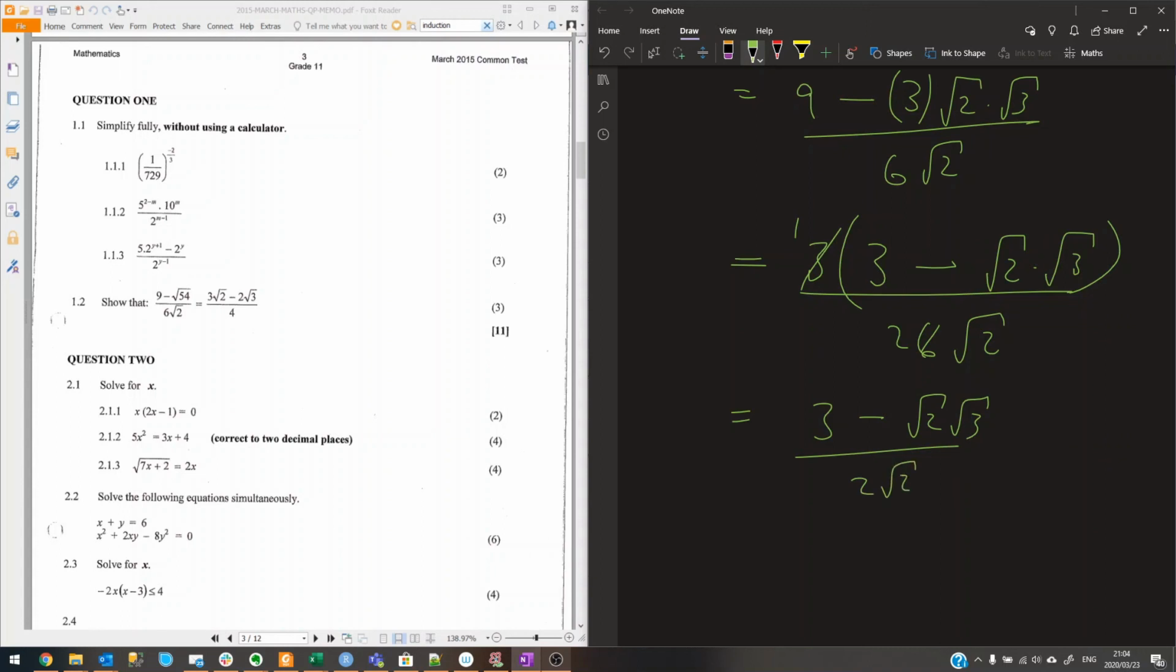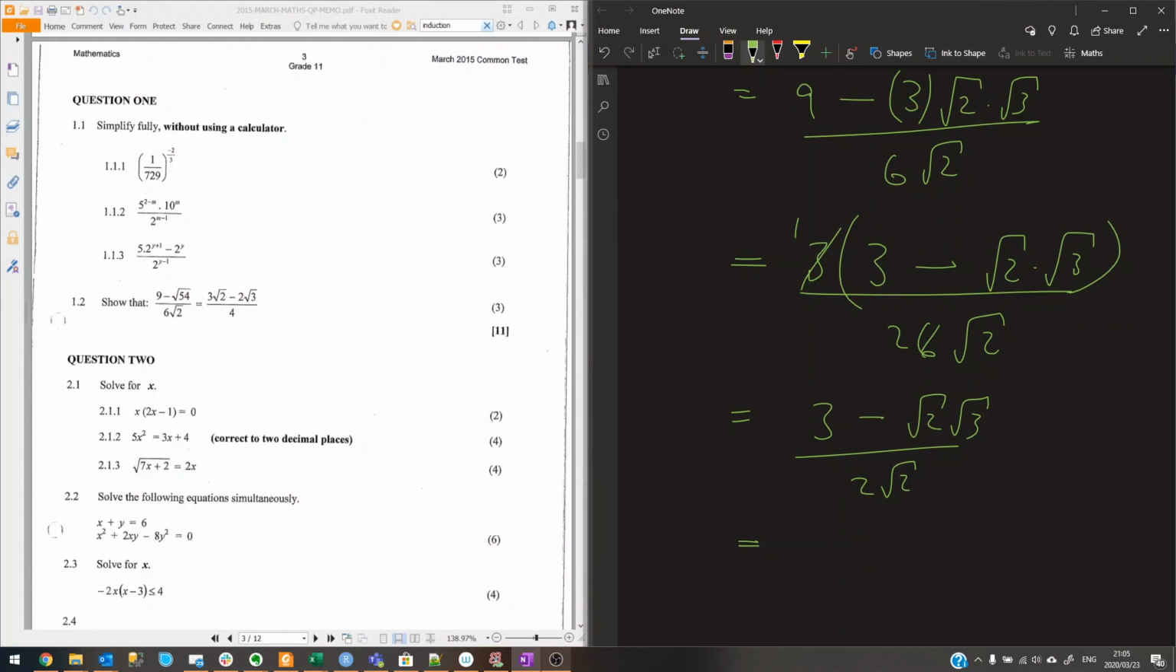So you might be tempted to say, well, what can I do now? Can I cancel? Well, try to remember what your goal was originally. It's not to simplify this. If it was, we'd be done. We'd walk away because this is the simplest it can be. But what we're trying to do is complicated, actually, because we want to get to what's on the right-hand side. And we're close. What we have here is 3 root 2 minus 2 root 3 over 4. And what we have is 3 minus root 2 root 3, the whole over 2 root 2. If you just focus on the denominator, what we want is a 4. What we have is a 2 root 2.